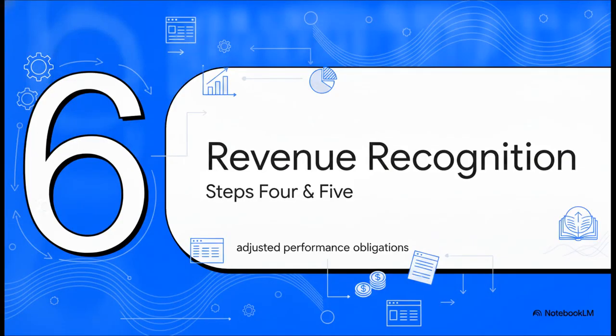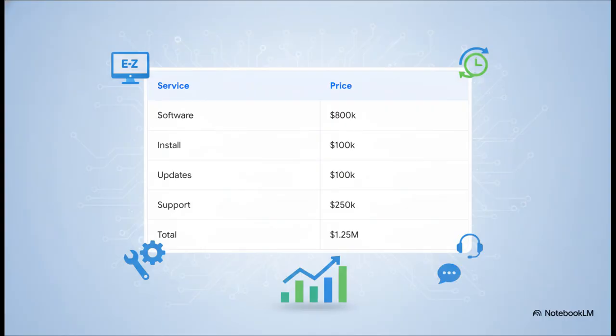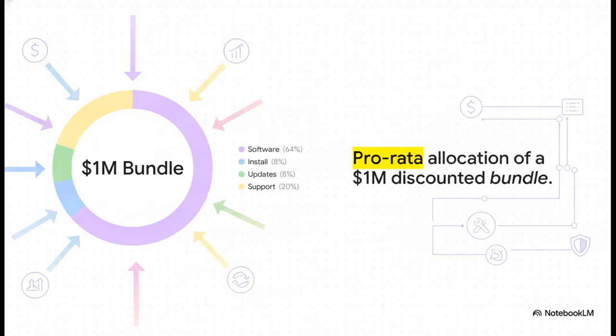Section 6, Steps 4 and 5, Recognition. Let's move to the final piece of the puzzle here. Now, we combine our adjusted transaction price with our itemized performance obligations to finally record the revenue. Imagine a company called EasySoft. They sell a software package with 4 distinct obligations: the software license itself, the installation, software updates, and technical support. If a client bought these totally separately on the open market, their standalone prices would total $1.25 million. But, in the real world, customers buy bundles. So let's say the customer negotiated a combo discount and bought the whole package for an even $1 million.